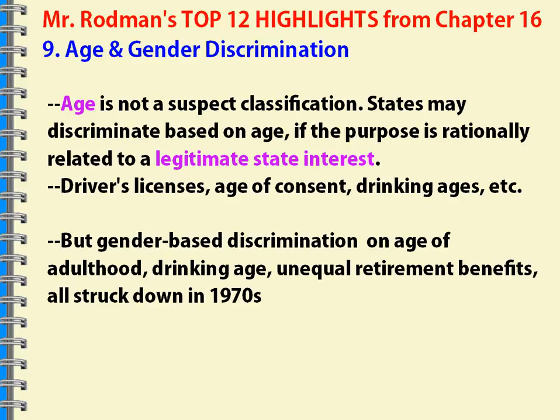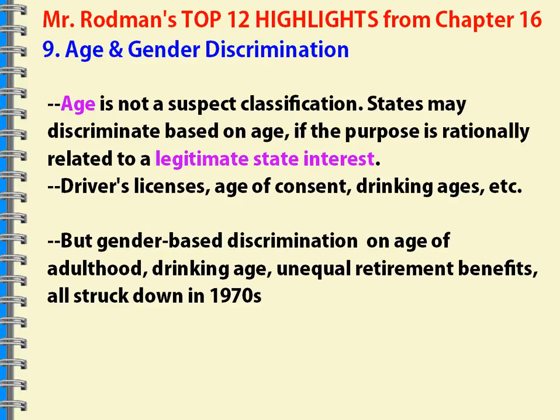They've really made sure that the states continue to have that right, and there is a level of discrimination based on age in terms of their legitimate state interest, and that is where the court has upheld the states in terms of that role. Now, what they haven't done is allowed age-based discrimination based on gender, and that is where they've struck down those issues. Things like, oh, well, the drinking age is different for women than for men, or the age of adulthood is different for women than for men.